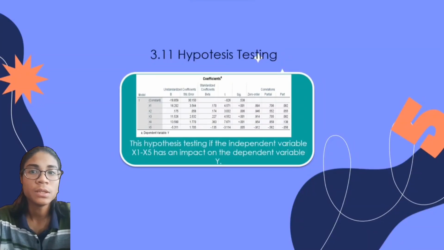For the hypothesis testing, this shows that variable x1 to x5 has an impact on the dependent variable y.